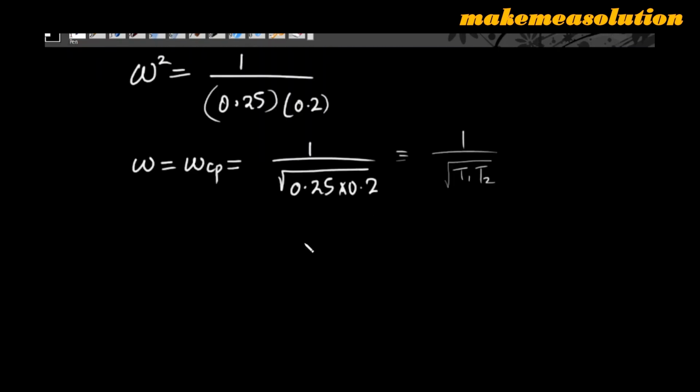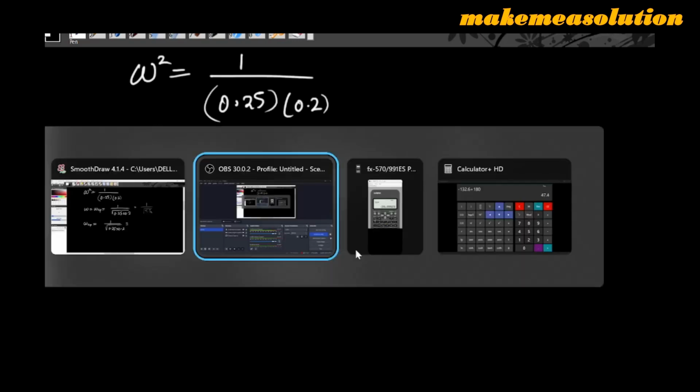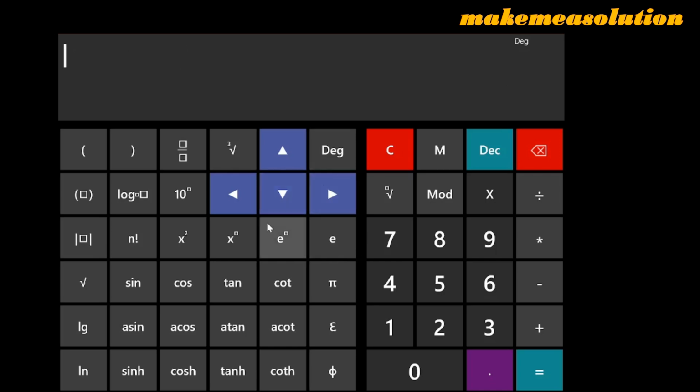Now we can actually solve this as our WCP will be equal to 1 all over what? If you see that you don't have enough time to make all these mathematical assumptions and determine this particular expression, you can just use this formula directly to find your phase crossover frequency, which will be the root of 0.25 times 0.2. So let's just use our calculator to solve that.